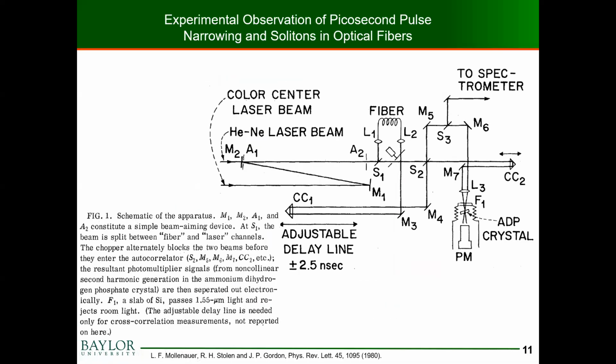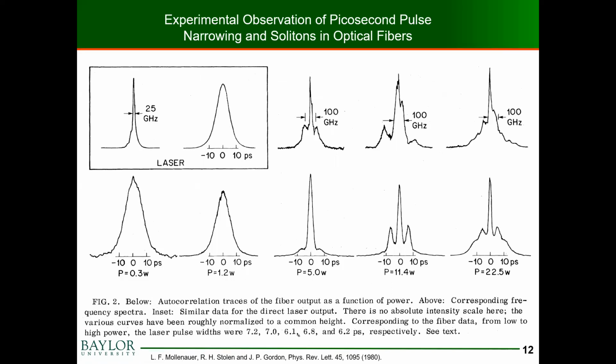And this is another example. Let's directly look at the experiments. So these are experimental results, right? This is the laser output. This column is the time domain, and this row is the spectral domain. The picture in the box is the laser output.